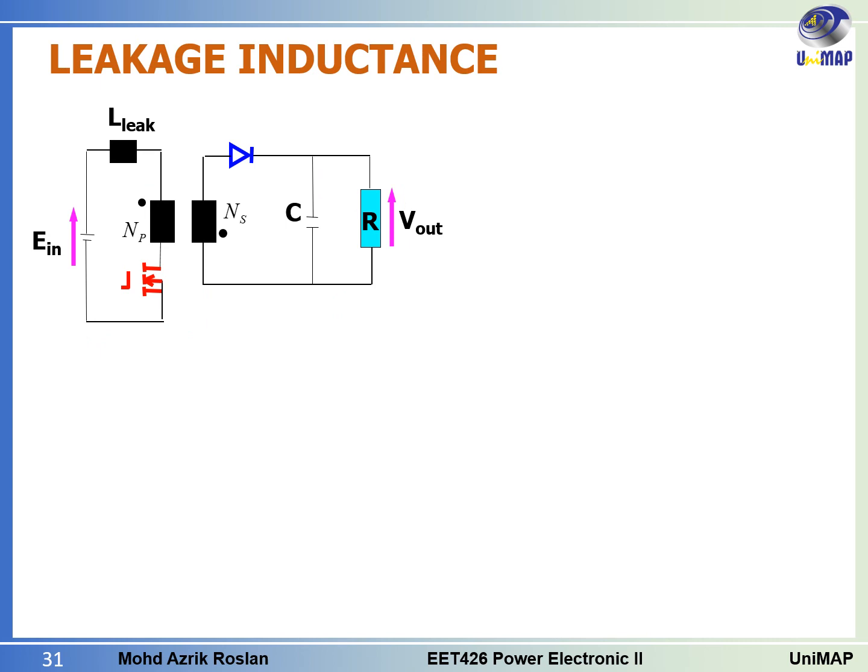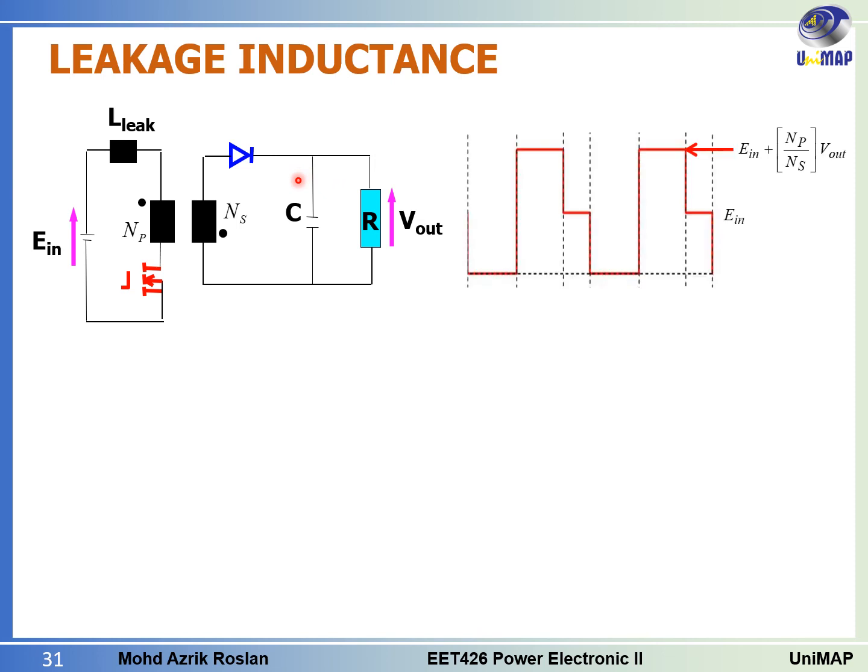Now we will look at the effect of the leakage inductance in the flyback converter. If you still remember, for the forward converter, the leakage inductance will reduce the output voltage at the secondary side of the forward converter. But for the flyback converter, the effect is a little bit different.